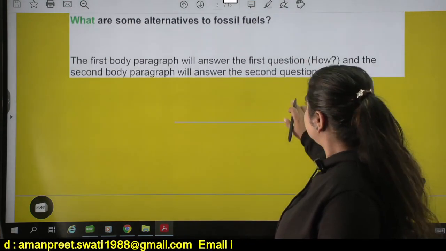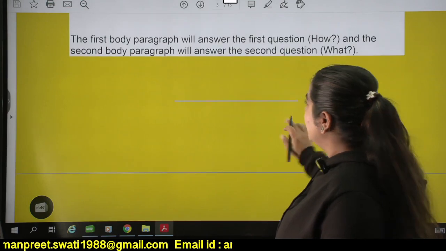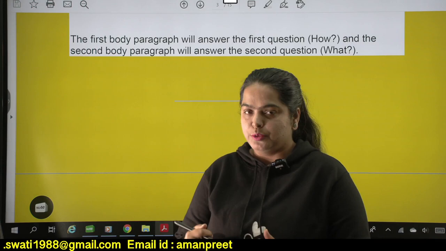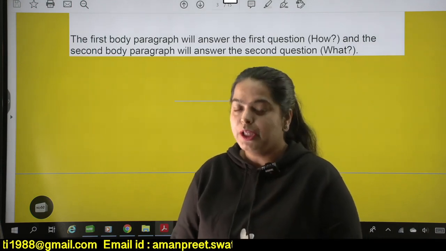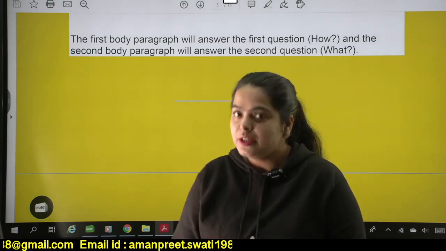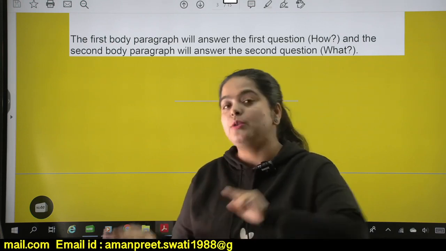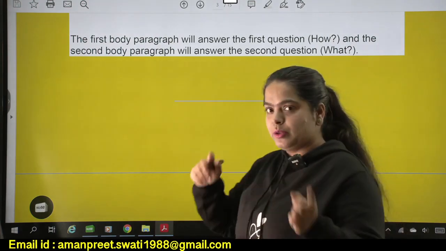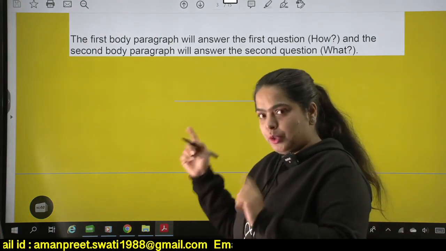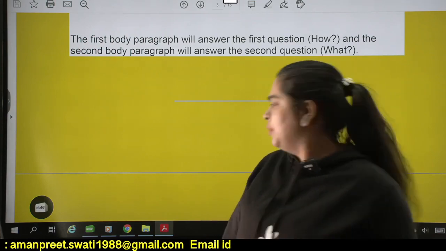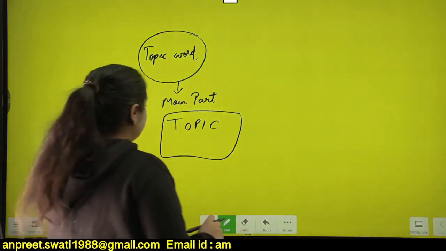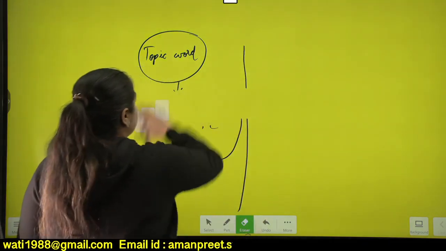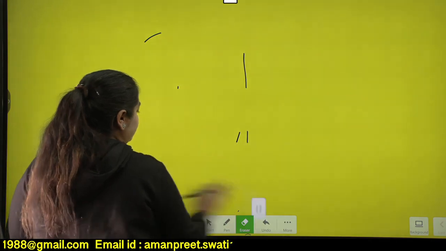Now, after the introduction, there are two paragraphs before the conclusion. So body para 1 and body para 2. You will answer the first question in the second paragraph, which is also referred to as main body para 1. And in the third paragraph, which is also referred to as body para 2, you are supposed to give your explanation. Let's make it very simple. So let's discuss it that way. First, let me erase all this stuff.